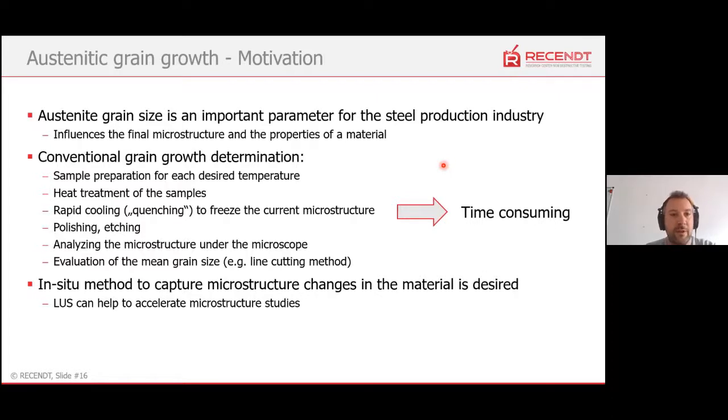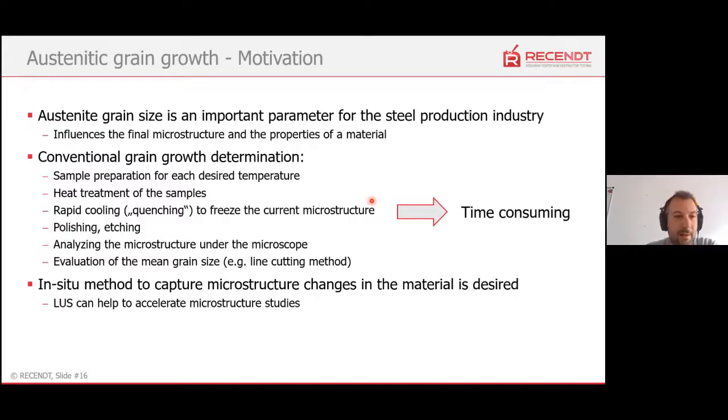For conventional grain growth determination, samples have to be prepared for each desired temperature. They have to be heat treated, then they have to be rapidly cooled down, the so-called quenching, to freeze the current microstructure. Afterwards, the samples have to be polished and etched. After that, the samples have to be analyzed under the microscope to analyze the microstructure. And afterwards, the micrographs have to be evaluated for mean grain size, for example, with the line cutting method. And this is a very time-consuming process.